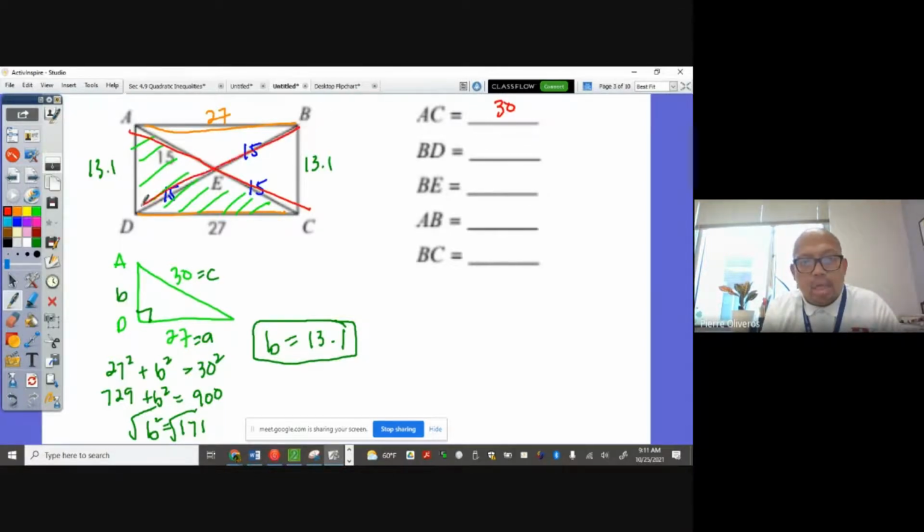BD also has to be 30. They gotta be the same. BE is half of that one, which is 15. AB is 27. And BC is 13.1. Kaboom.